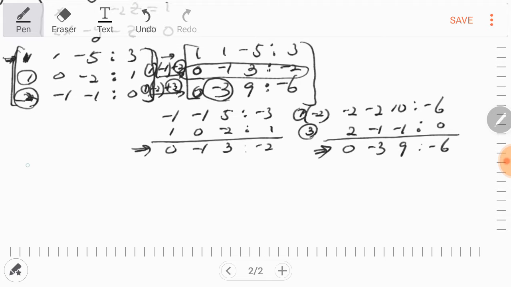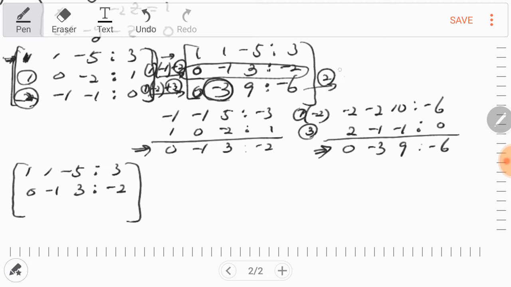So let me write the first row and the second row. 0, -1, 3, and -2. For the third row, we will multiply the second row by -3. So the coefficient, this is -3. So why don't we make this -1 to be 3, so that when we add, the sum will be 0. So multiply the second equation by -3.